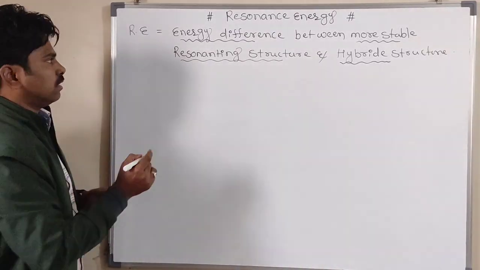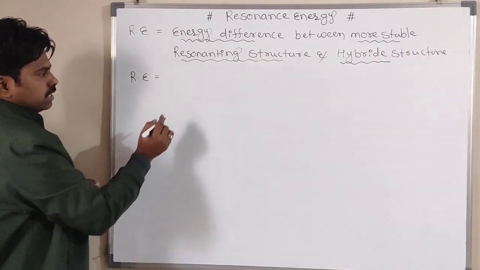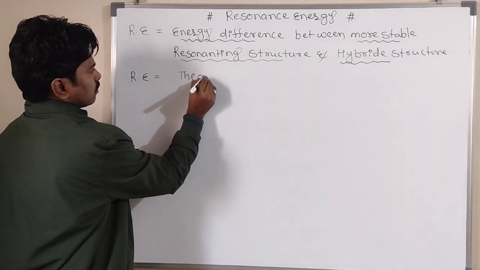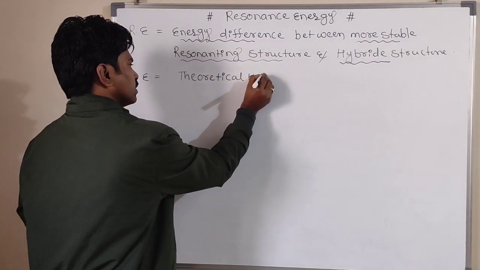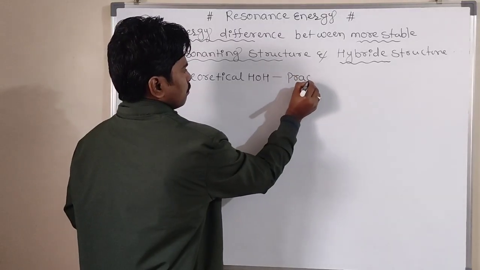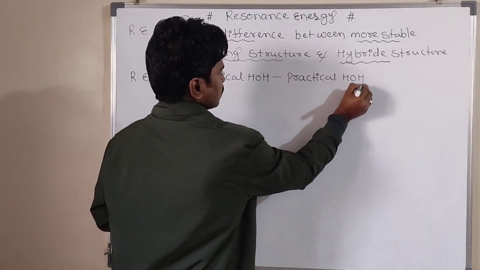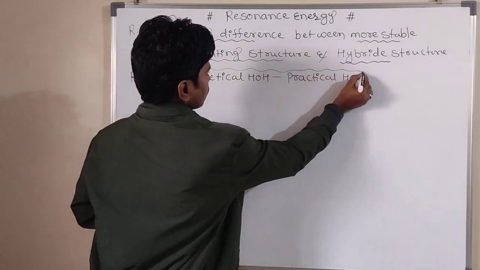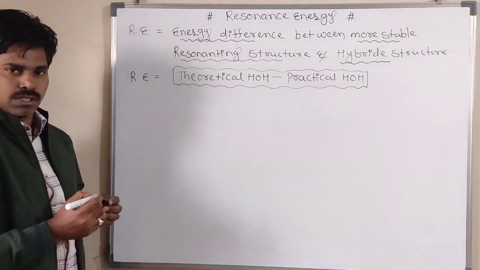definition purpose. For the calculation purpose, resonance energy means theoretical heat of hydrogenation minus practical heat of hydrogenation. Theoretical heat of hydrogenation subtract practical heat of hydrogenation.